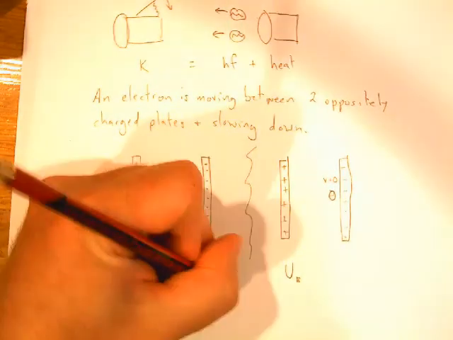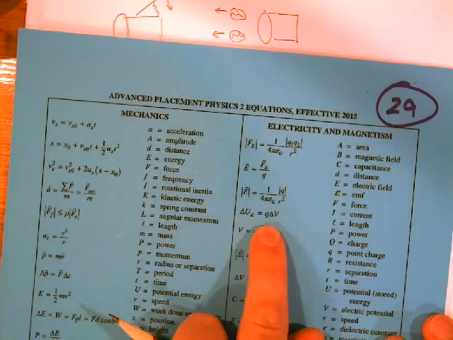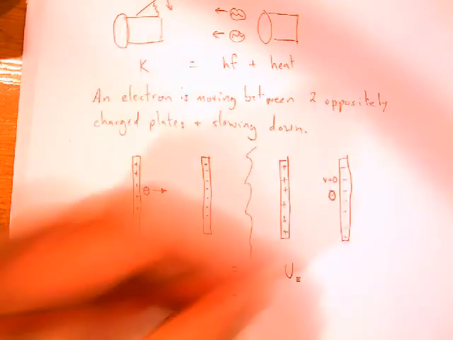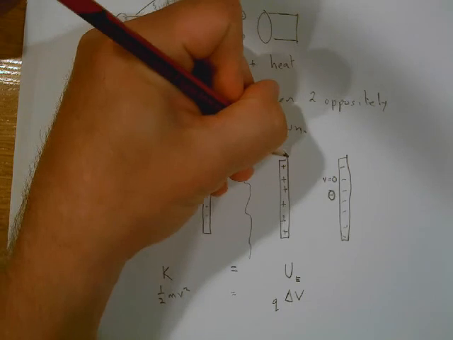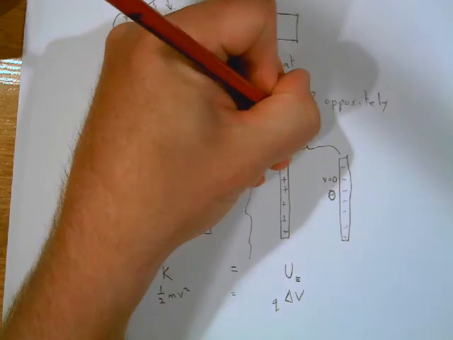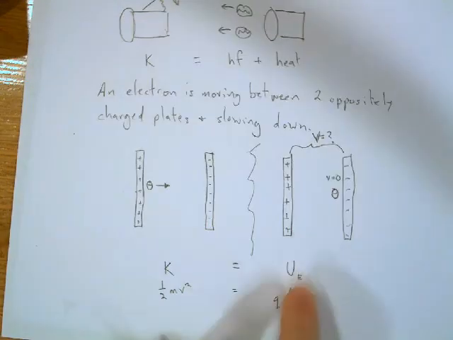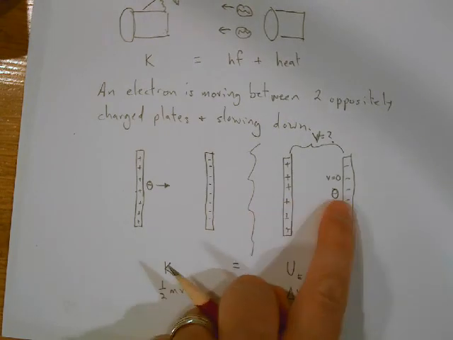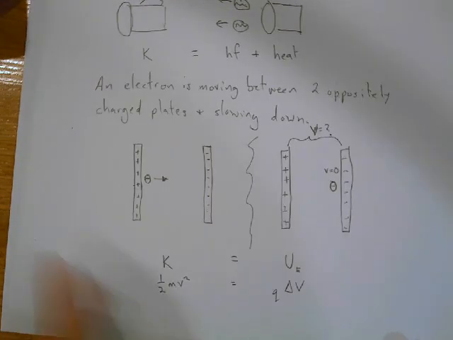And then this is going to be, if you look on your formula sheet, do you see where it says UE equals Q times delta V? This delta V is the change in voltage. So you would have to know what the voltage is from here to here. For example, if it's 100 volts from there to there, that's what that would be, assuming the electron moves the whole way. If the electron only moved half the way, if this was 100 volts, that would be 50 volts. But that should be good.